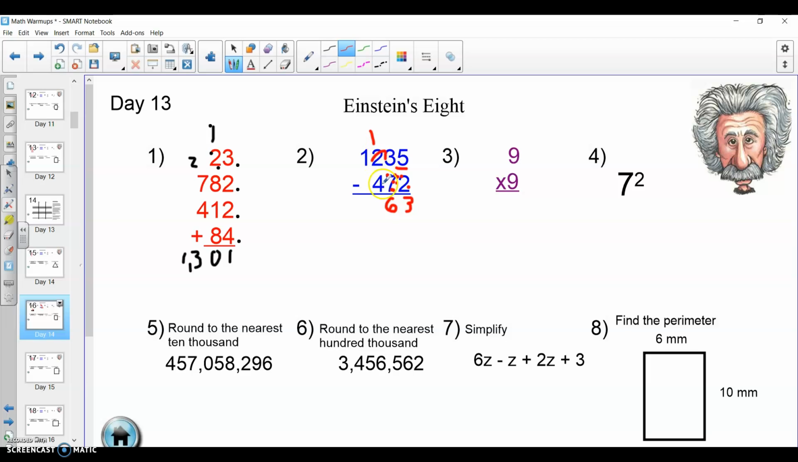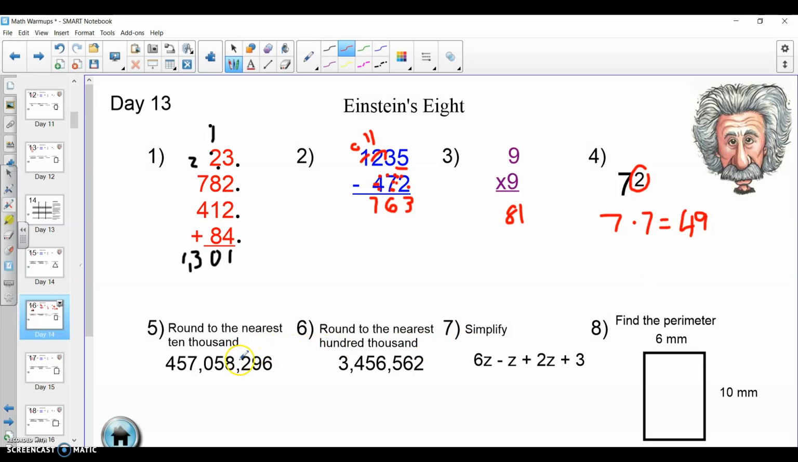1 minus 4 cannot do. So you are going to borrow from here and make that 11, 11, 10, 9, 8, and 7. You can bring your 0 down or you can just leave it 763. Number 3, 9 times 9. 81, very good. How about number 4? Good. And that little number tells you how many big numbers you need. So you need 2 of those. You multiply them, and yes, 49 is the correct answer.